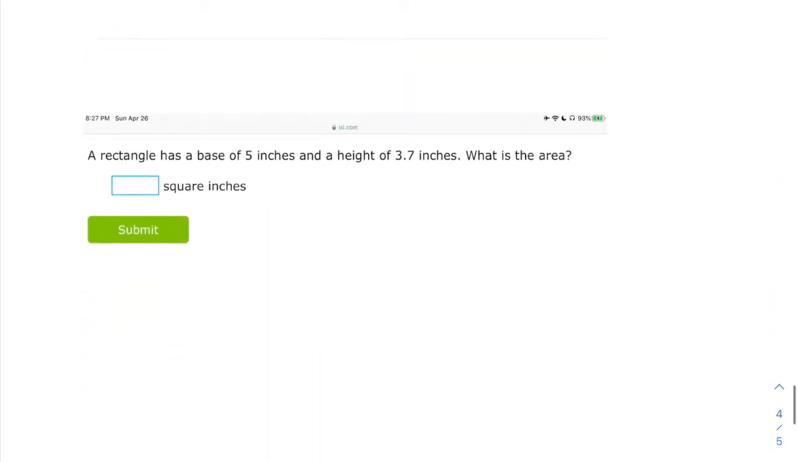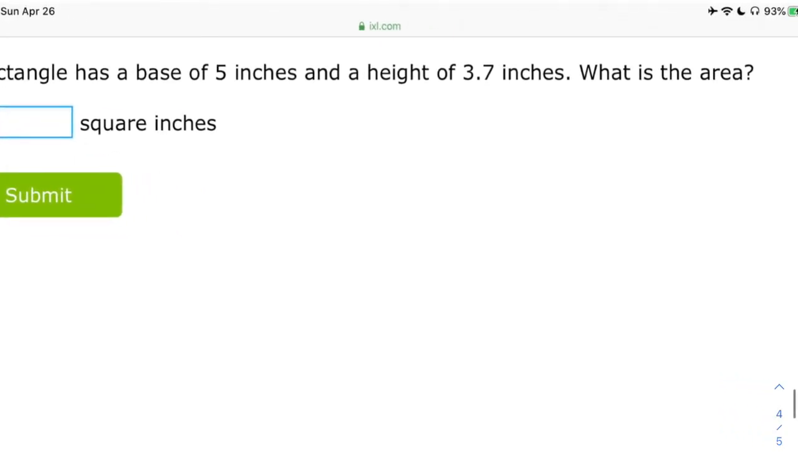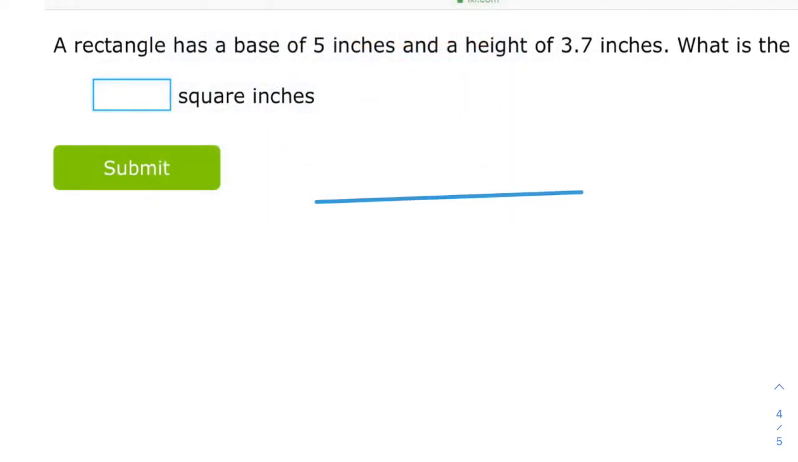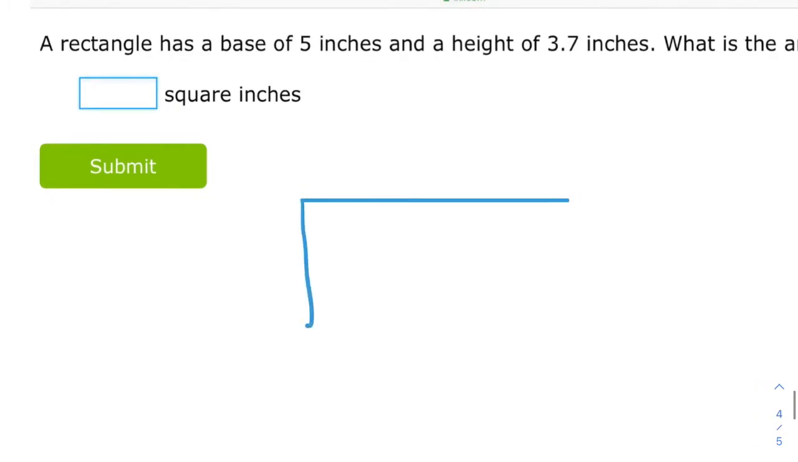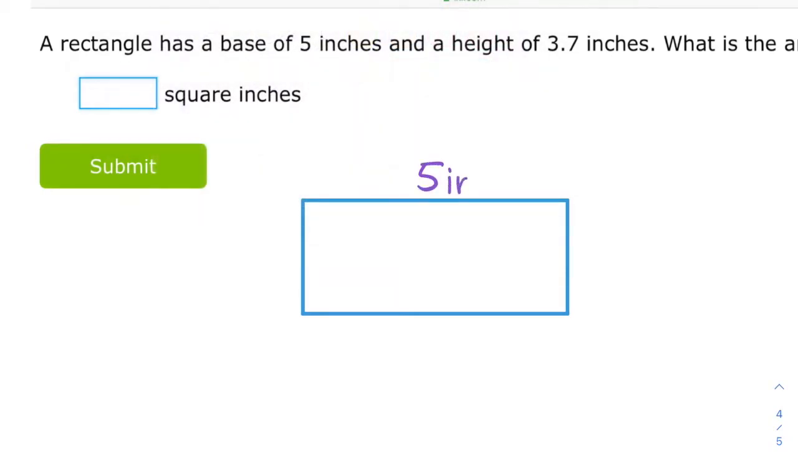All right, the next one. A rectangle has a base of 5 inches and a height of 3.7. What is the area? So we need to draw one of these out. Okay, so I'm going to draw one of these. It's not drawn to scale. There we go. So I'm going to label it 5 inches and 3.7 inches.